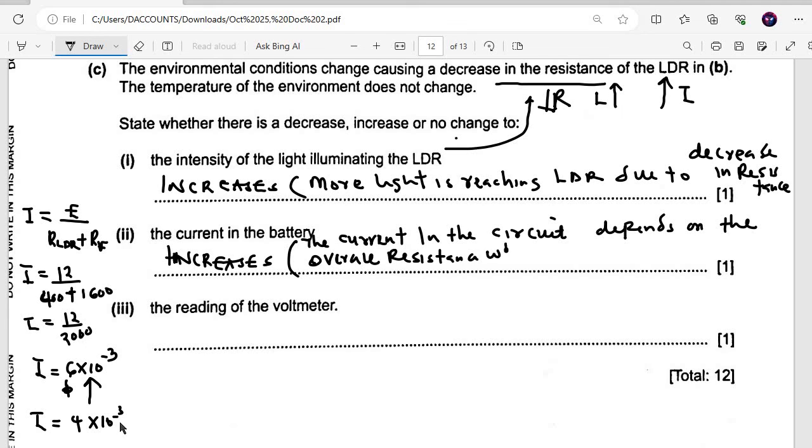Which includes resistance of LDR and fixed resistance. So from analysis, you can see what happens: as resistance decreases, current increases. What I just did now. Current increases, sorry.